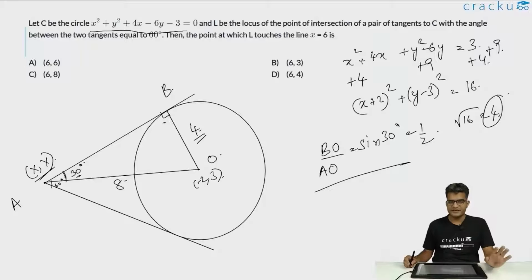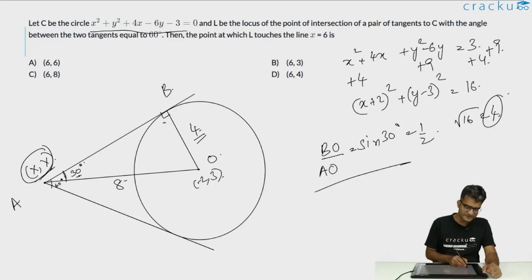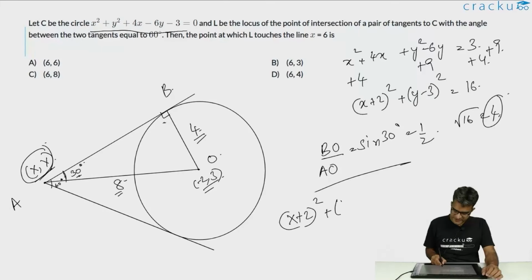Now we can get an equation that x comma y has to satisfy, because this point x comma y has to be at a distance of 8 units from this point O, which is minus 2 comma 3. So x plus 2 whole square plus y minus 3 whole square has to be equal to 8 square, which is 64. This is the equation that x and y has to satisfy, or to put it another way, this is the locus of the point A.